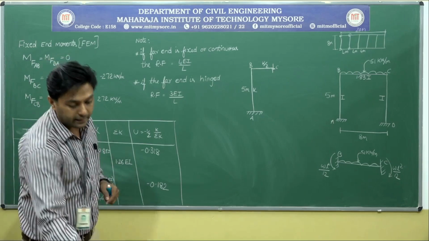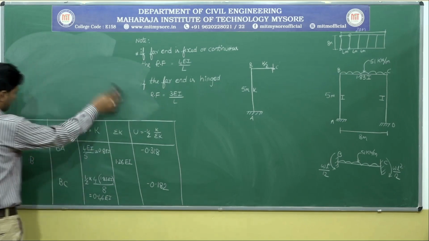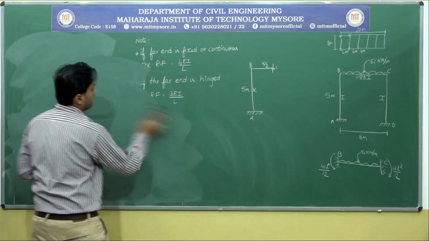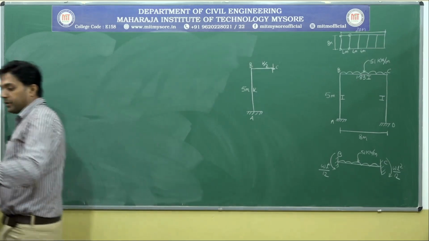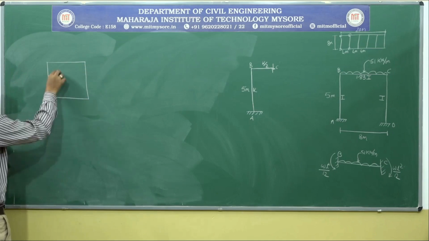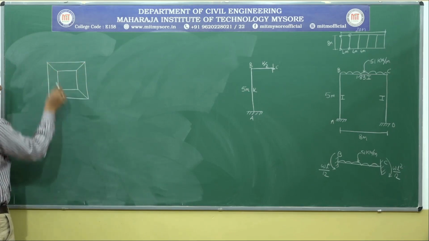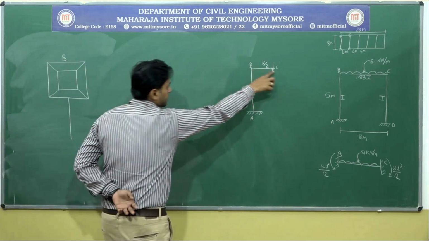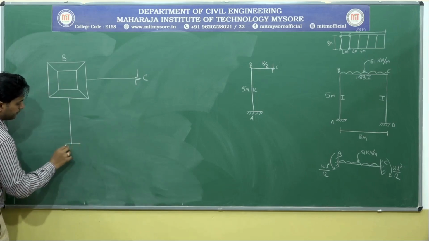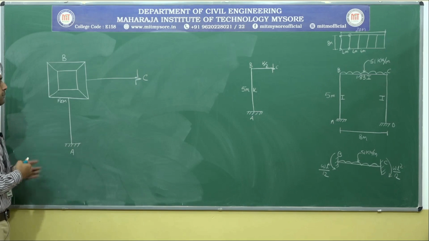So next, what do I need to do? Next, I will be drawing a diagram. Let me rub all these things out. So now let me draw a diagram. I think you people remember all those things. So this is B point. C point is continuous. A point is fixed. On the left side I will be showing the FEM part, and on the right side I will be showing the moment part.